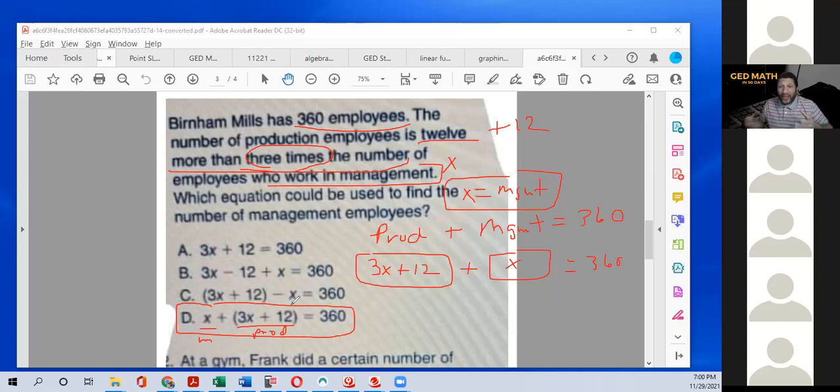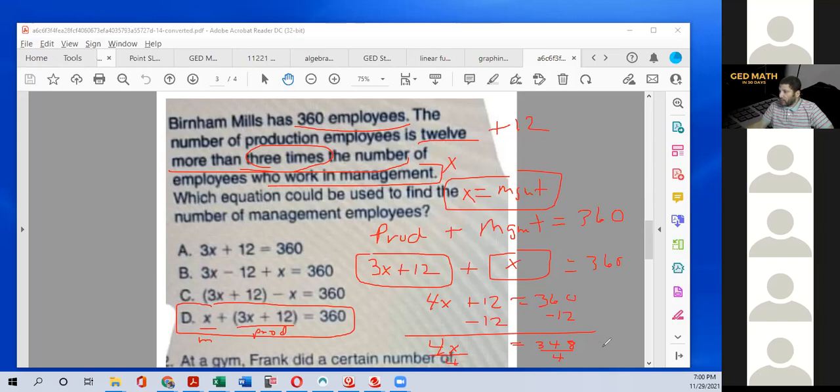Now, to go a step further, we set up the equation. What if they wanted to know how many management and how many production employees there were? Then you would have to solve it. For the GED, for your expressions, you only have to set it up. But if we were to solve this, it would be 4x plus 12 equals 360. This becomes a two-step algebraic equation. We subtract 12 from both sides, and we get 4x is equal to 348. Divide both sides by 4.